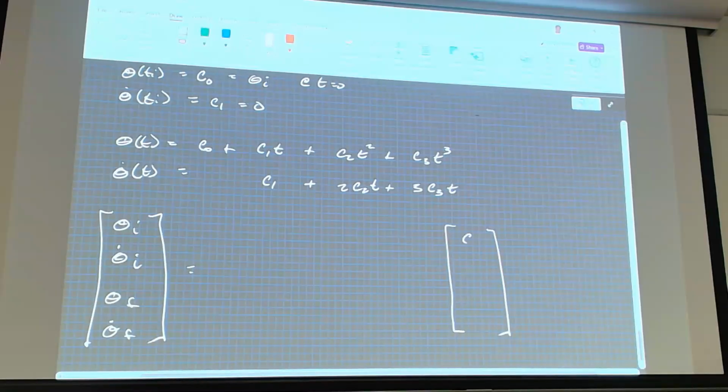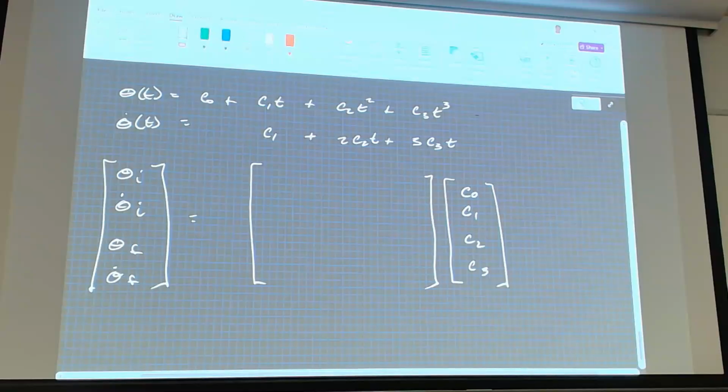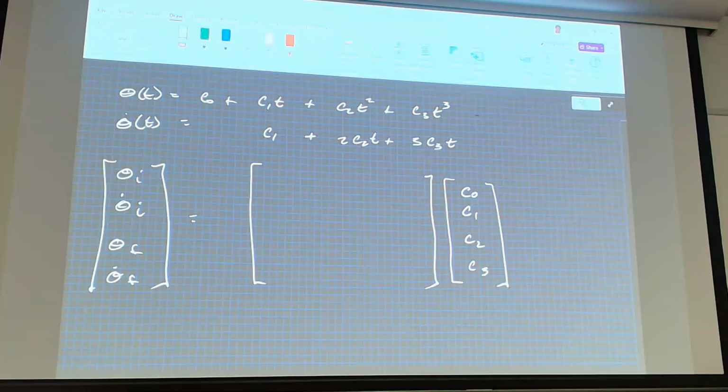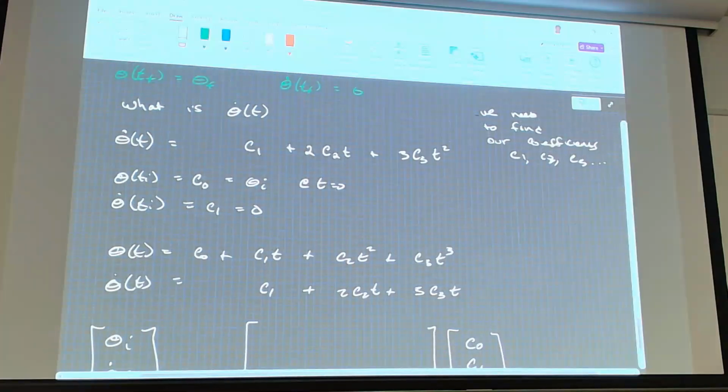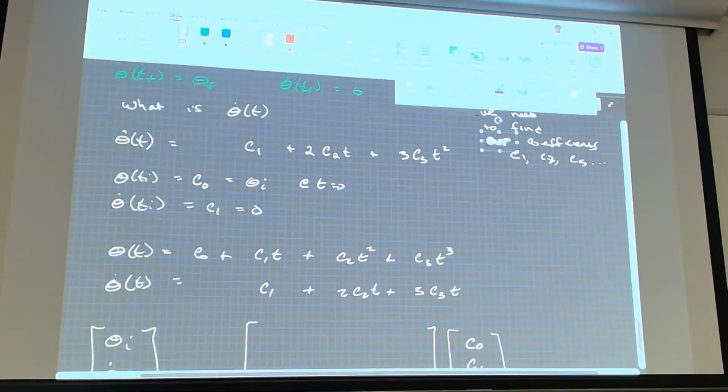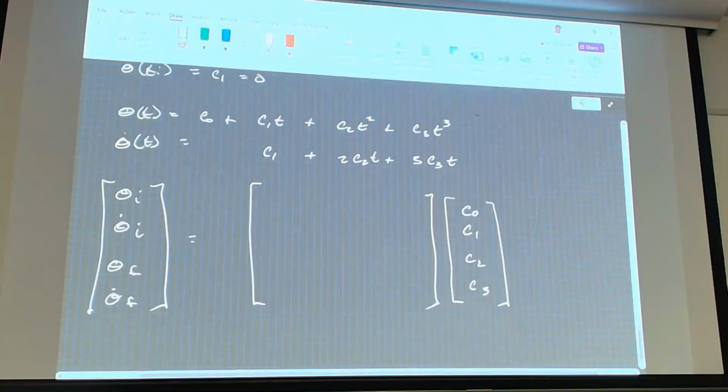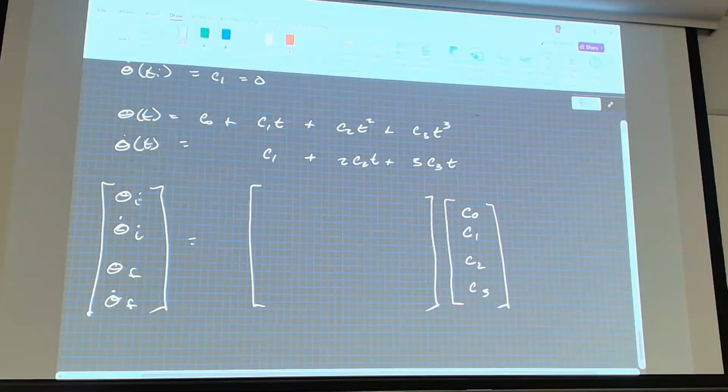I'm looking for C0, C1, C2, and C3. I can create a linear matrix or linear system of equations for the relationships to solve for my coefficients. So theta I is equal to what? We already said it. It's equal to C0, right? So theta I equals C0, right here.